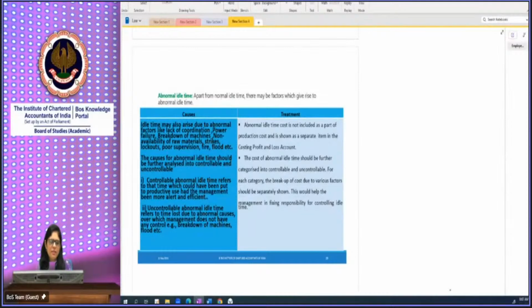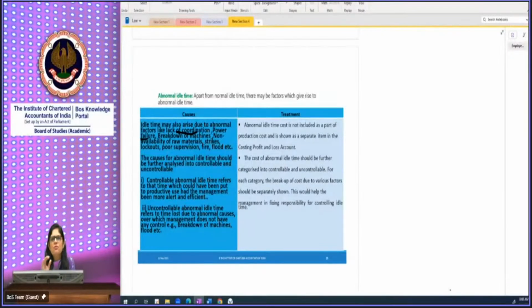So just after abnormal idle time, we'll move to the question. Abnormal idle time may arise due to abnormal factors: lack of coordination, power failure, breakdown of machine, non-availability of raw material. You don't have raw material and now the machine is idle. It should not happen and it should not be a normal feature. Fire, flood, or power breakout, poor supervision. So these are the abnormal idle time.